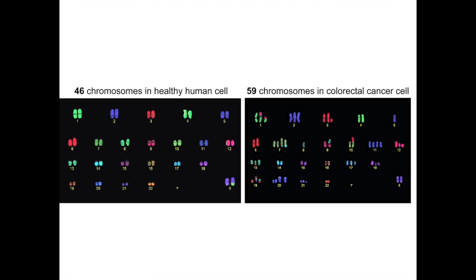I'm going to leave you today with an example of polyploidy. Here we're looking at a normal healthy human cell versus a cancer cell, and you can see that the cancer cell has a very different karyotype. And so next time we're going to talk about chromosome variation.